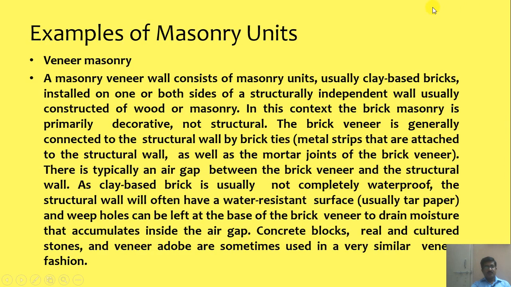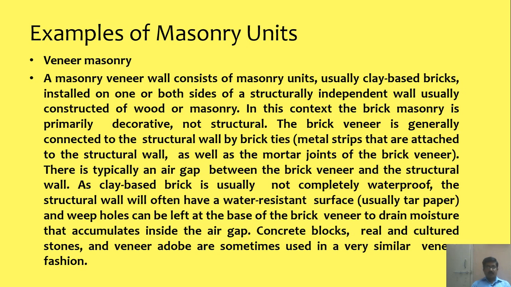Now, examples of masonry units: veneer masonry is also there. This is sometimes used in masonry veneer walls, where a veneer, or you can say a thin film, is used. A masonry veneer wall consists of a masonry unit, usually clay based bricks, installed on one or both sides of a structurally independent wall, usually constructed of wood or masonry. In this context, the brick masonry is primarily decorative, non-structural. The brick veneer is generally connected to the structural wall by brick ties, especially metal strips that are attached to the structural wall, as well as the mortar joints of the brick veneer.